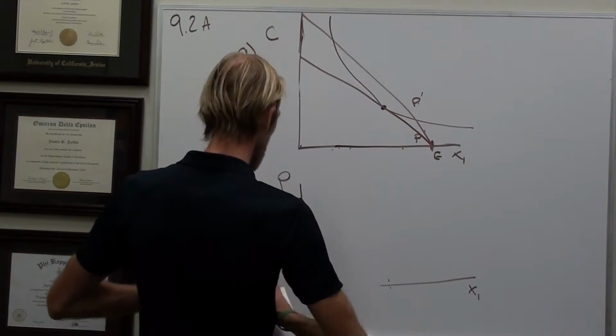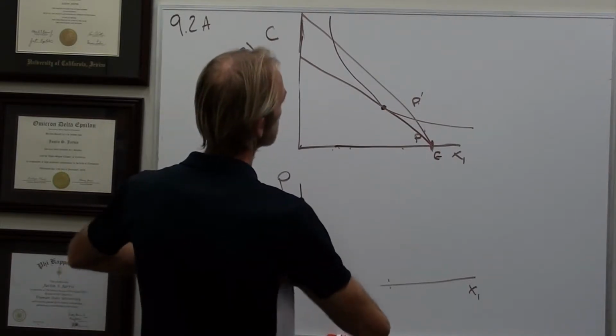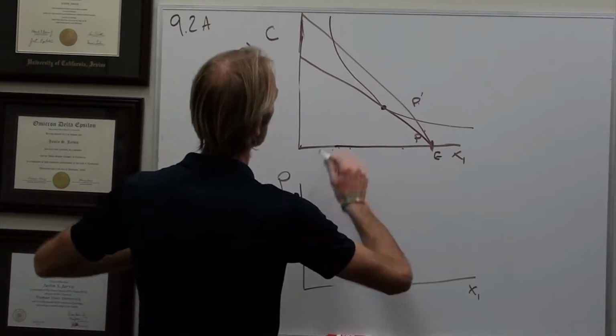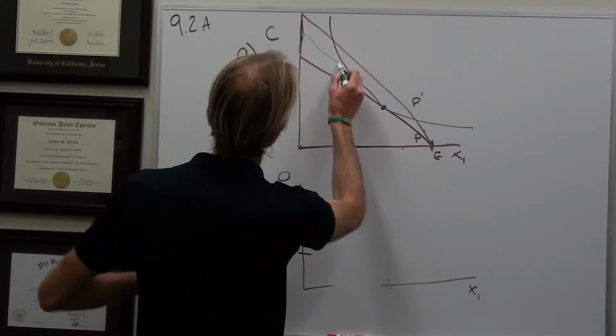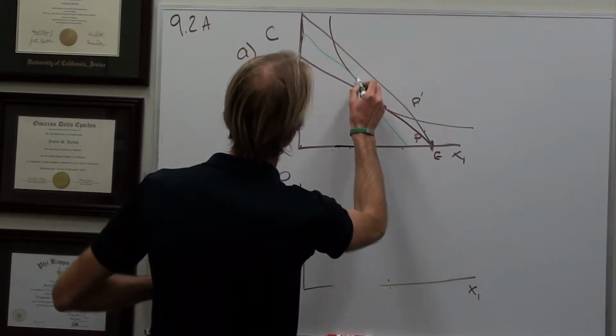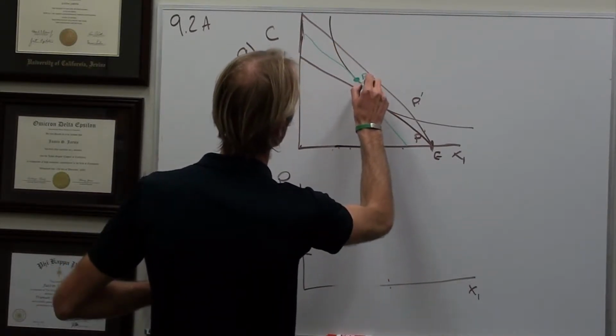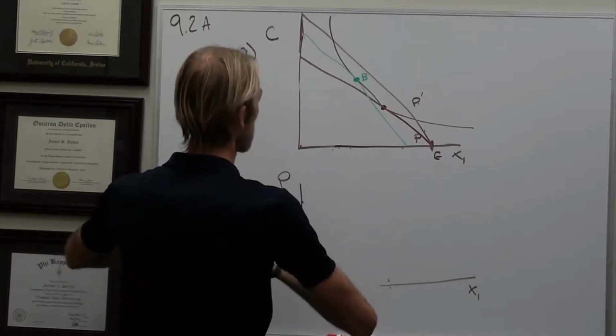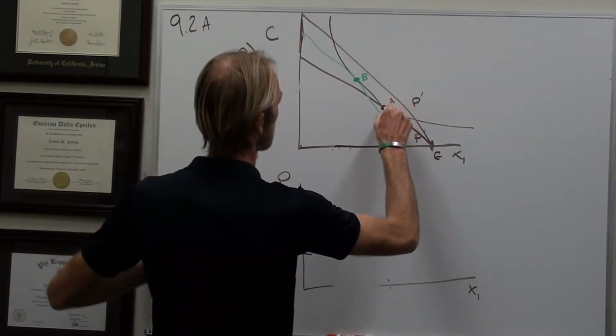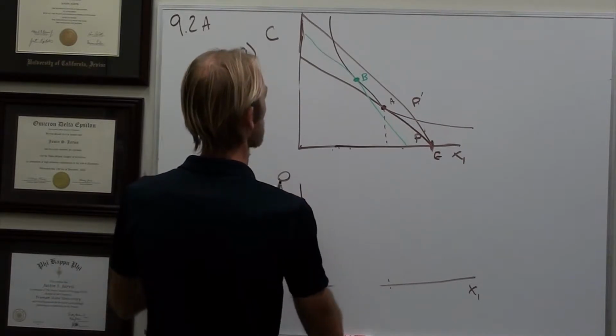Okay, let's go ahead and disaggregate the substitution effect. So I have to uncompensate this person. Let's say that the movement from A to B is the substitution effect here.